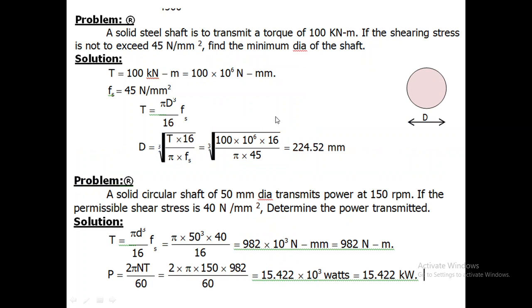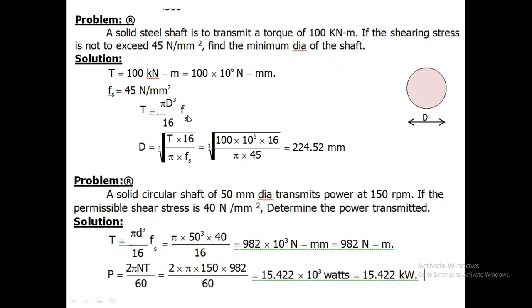So directly we'll start with a numerical problem. Here we have a simple problem wherein we have a solid shaft which is made of steel and it transmits a torque of 100 kilonewton meter, and the shearing stress or the shear strength of the material is given as 45 megapascal or Newton per millimeter square, and we have to find out the diameter of the shaft.